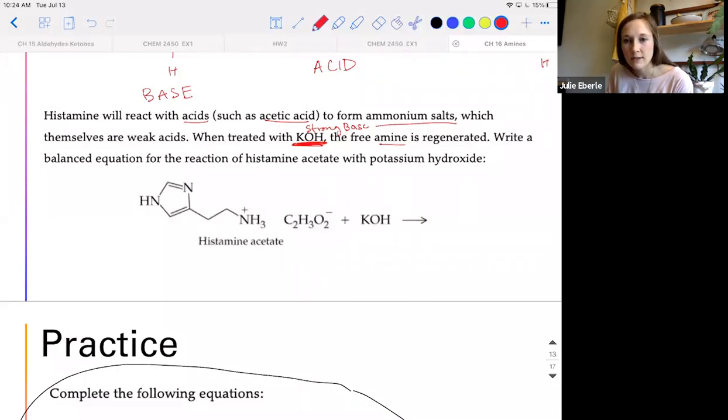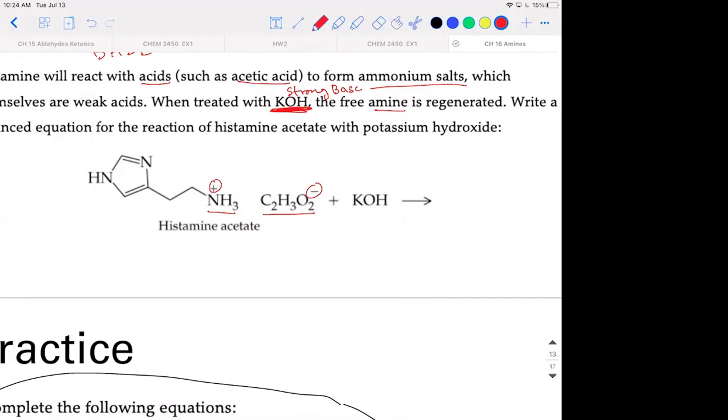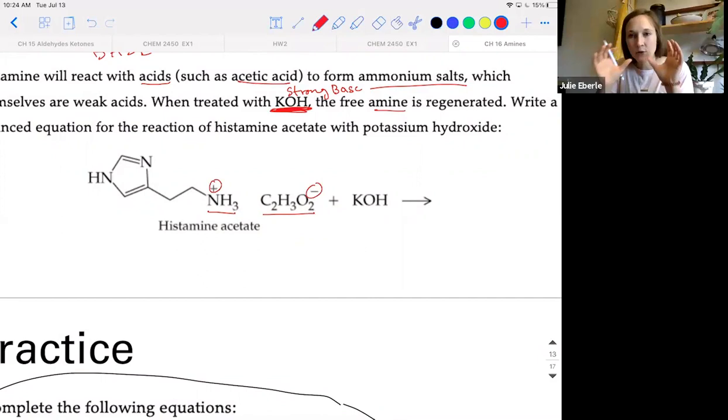What in the world? This sounds like a lot. So let's break this down. Here's what I see. Plus charge, minus charge. This is histamine acetate. Now, you may not recognize acetate, but it is one of the polyatomic ions that I always ask my students to memorize in our previous chemistry class. So this is an ionic compound. You just see it written as 2 different ions here, the positive and the negative, the cation and the anion. Okay, so that's histamine acetate.